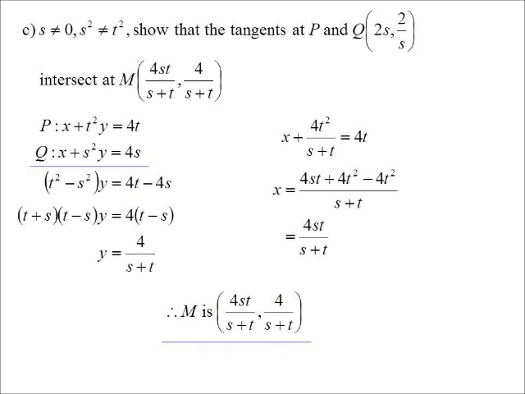The other way I suppose you could do it is to get the answer and substitute it into both equations and show that, hey, look, it works. It does come out to be the same value.